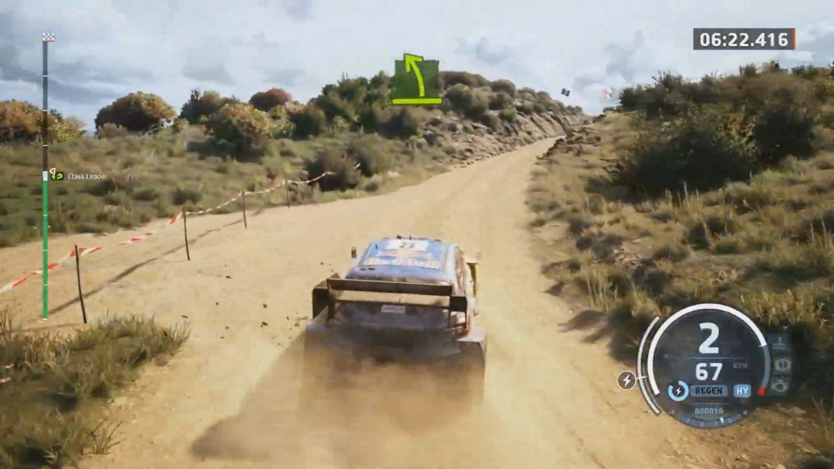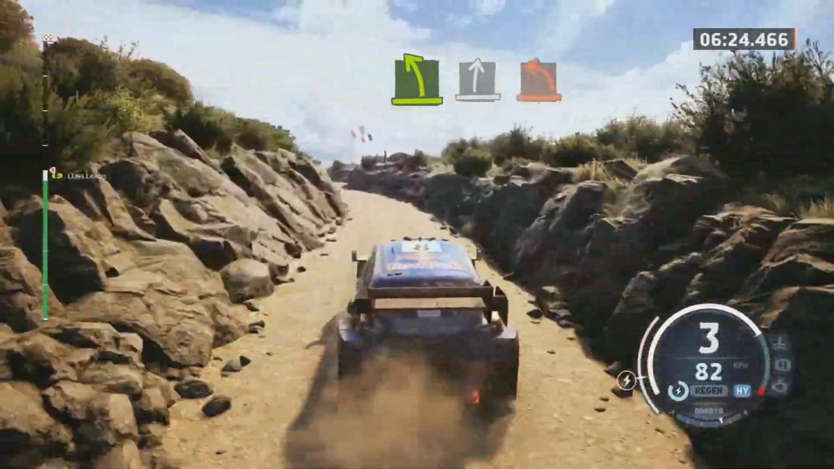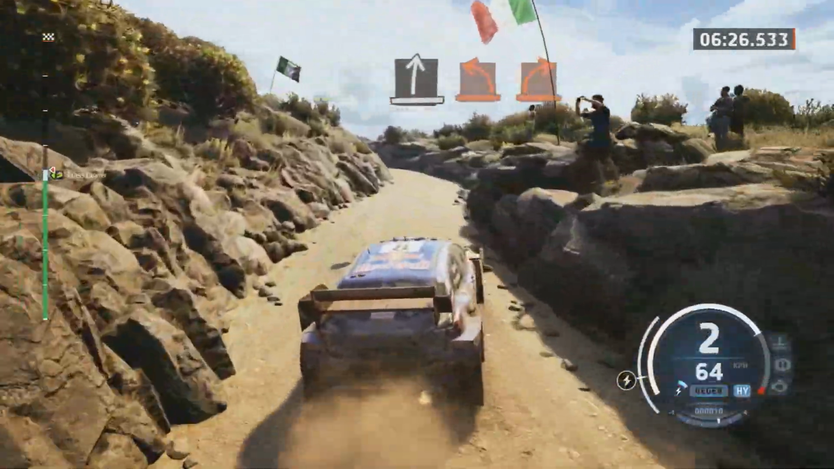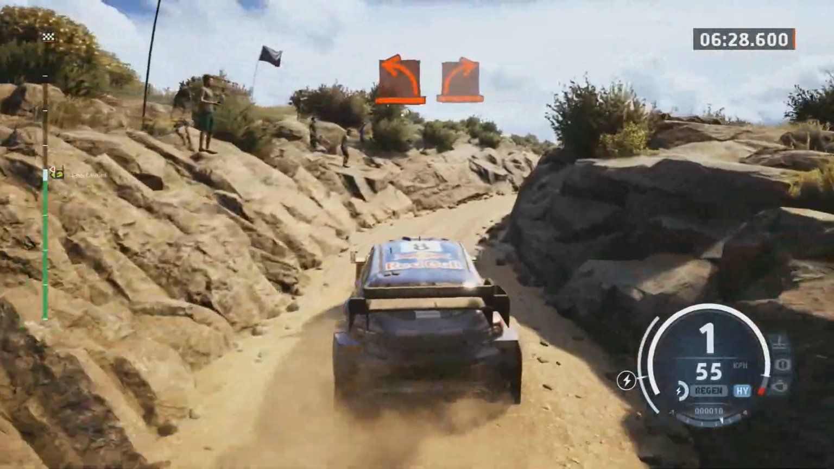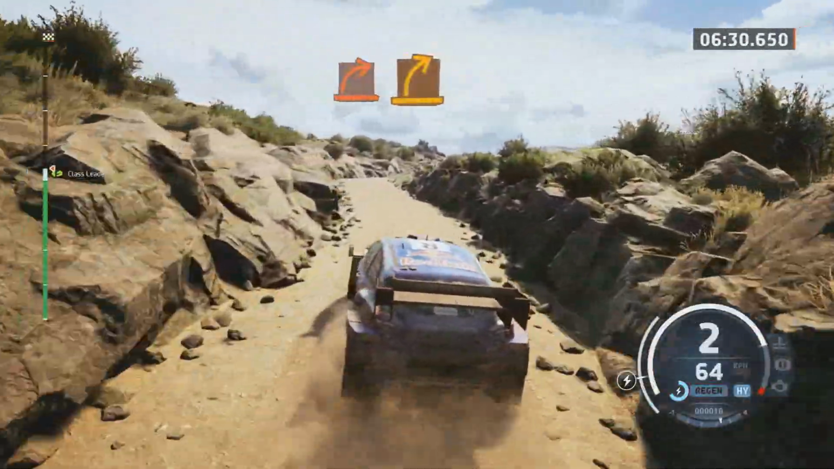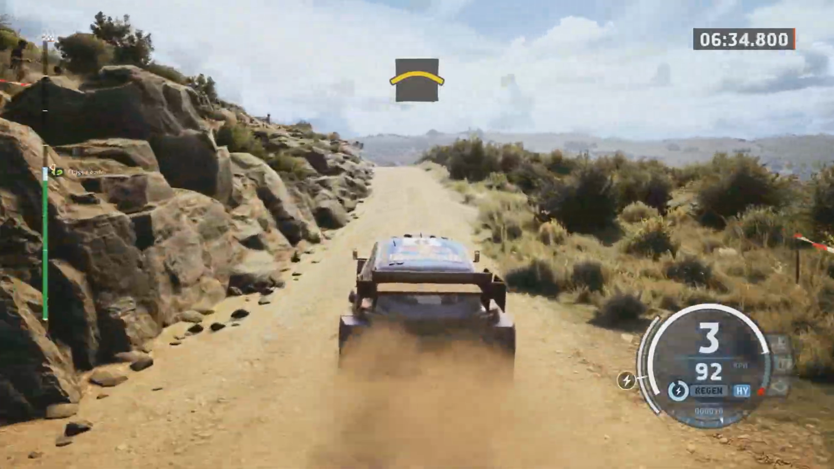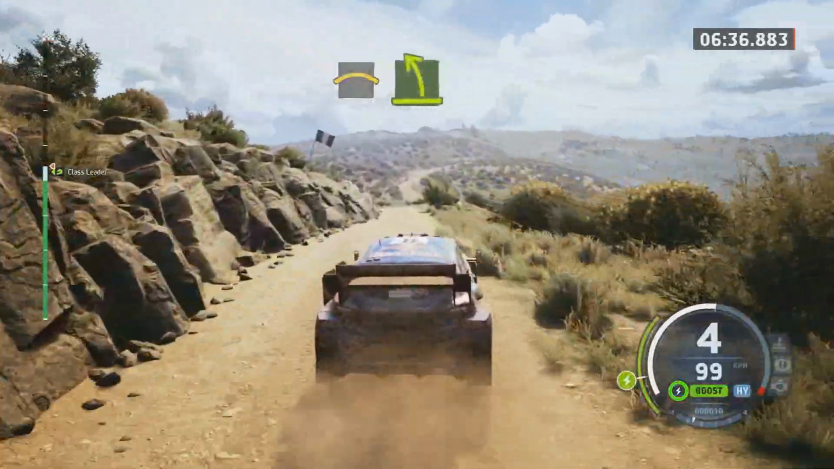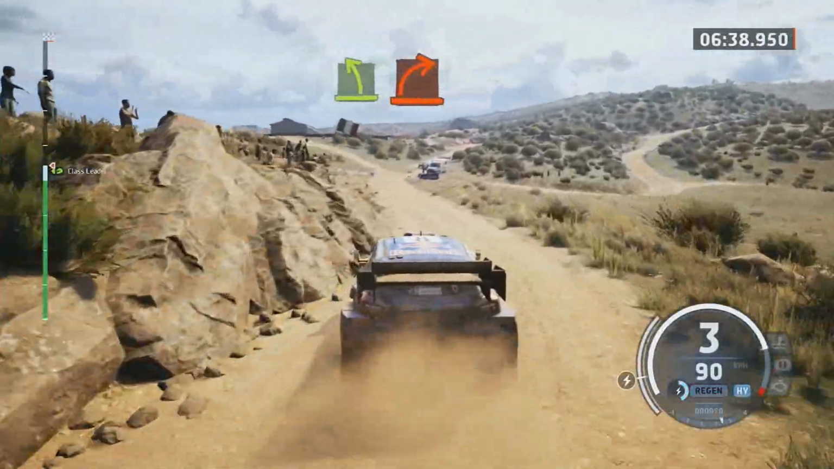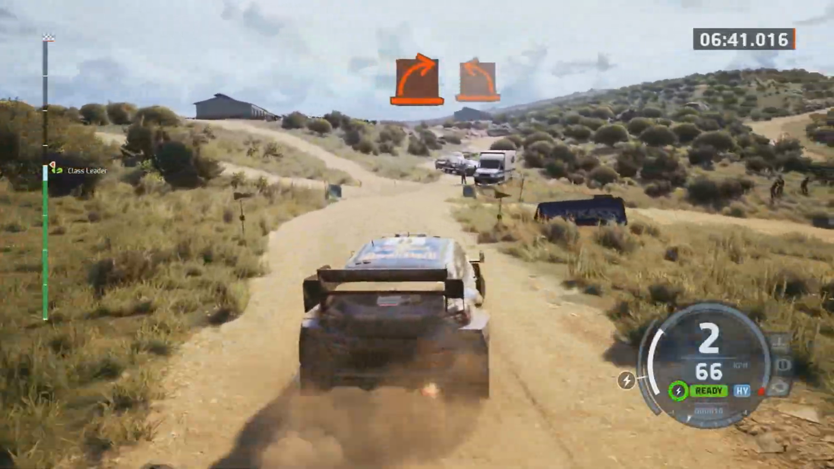And easy left. And slide right. To hard left. Hard right. Medium right. Crest. Crest. And easy left. Slowing. Hard right. And hard left at junction.